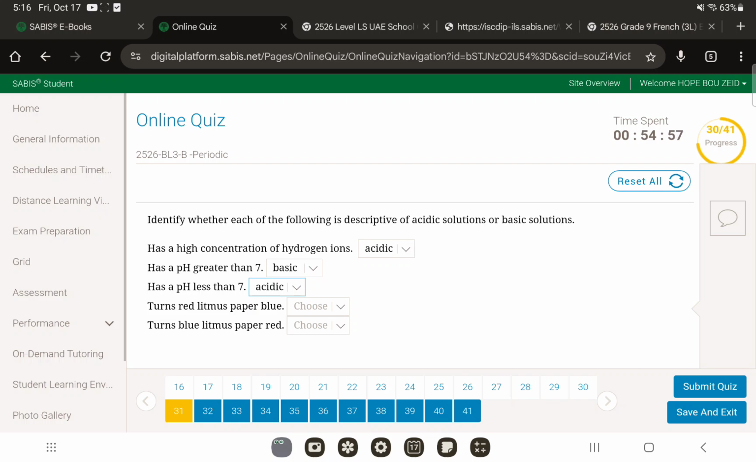Turns red litmus paper blue is basic. Turns blue litmus paper red is acidic. This is something that you need to memorize. So when it turns red, it's acidic. When it turns blue, it's basic.